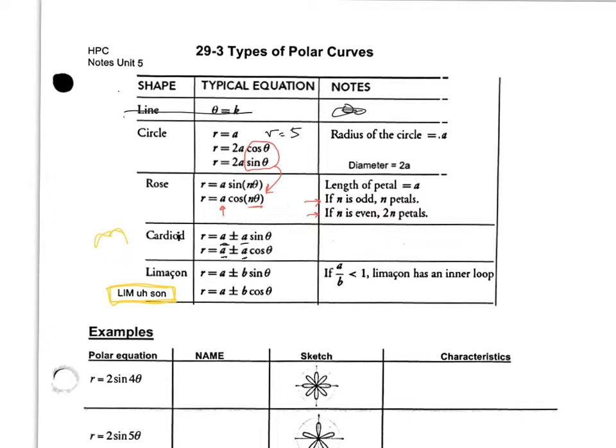In a limaçon, the numbers don't match. And it's how the numbers compare that controls your loop. Some of them have a loop, some of them don't have a loop. We'll go through all of those here in a minute.